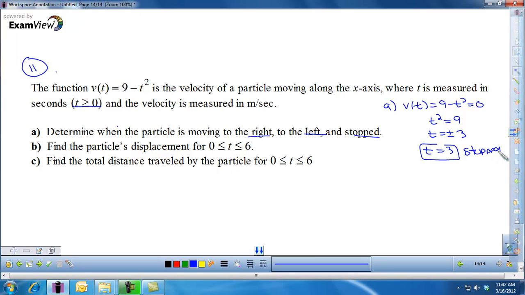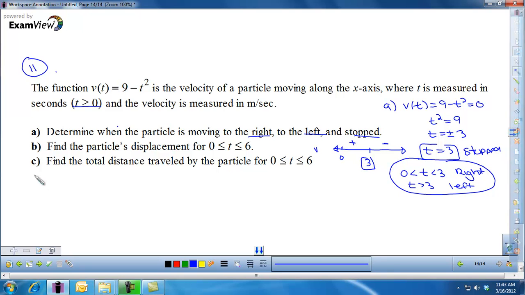Okay. To find out where it's moving to the left or to the right, we're going to use a timeline, and we're going to check the sign of our velocity. So I want a number to the left of 3, so I'm going to pick 0. If I substitute 0, I'm going to get 9, which is positive. I need a number to the right of 3, so I'm going to pick 4. So 9 minus 16 is negative. So what that tells me is that from 0 to 3, it's going to be moving to the right. And when t is greater than 3, it's going to be moving to the left.